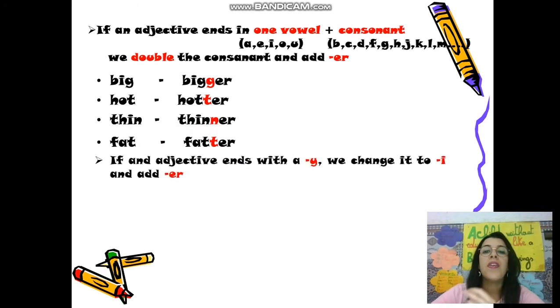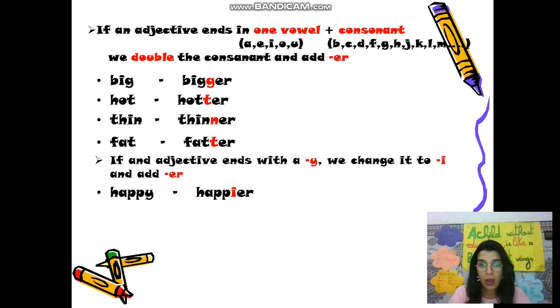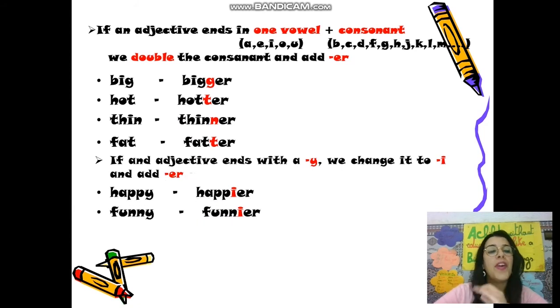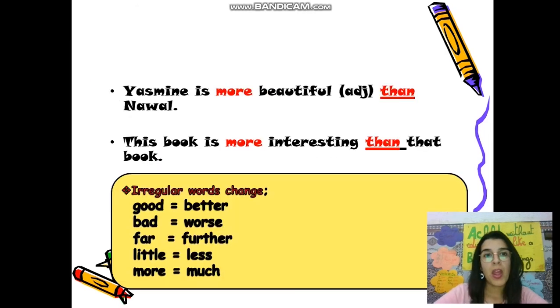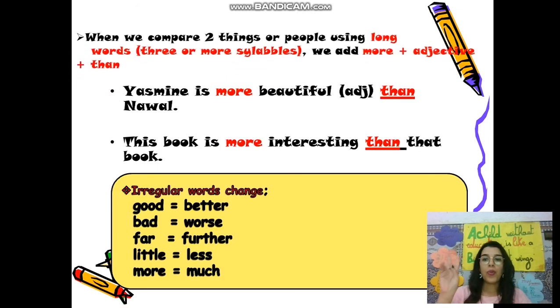If an adjective ends with a y, we change it to i and add er. For example, happy becomes happier. As you can see, we have the y, so we drop the y, we add i, and then we complete with er. So happy becomes happier. Funny becomes funnier. Easy becomes easier. Ugly becomes uglier.